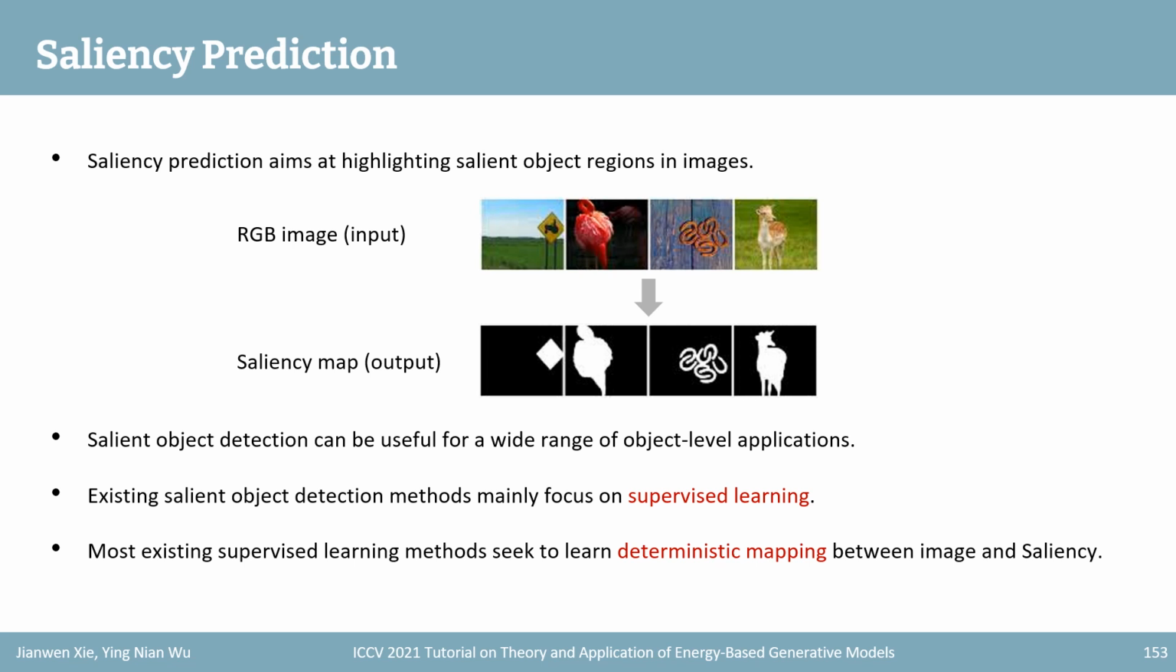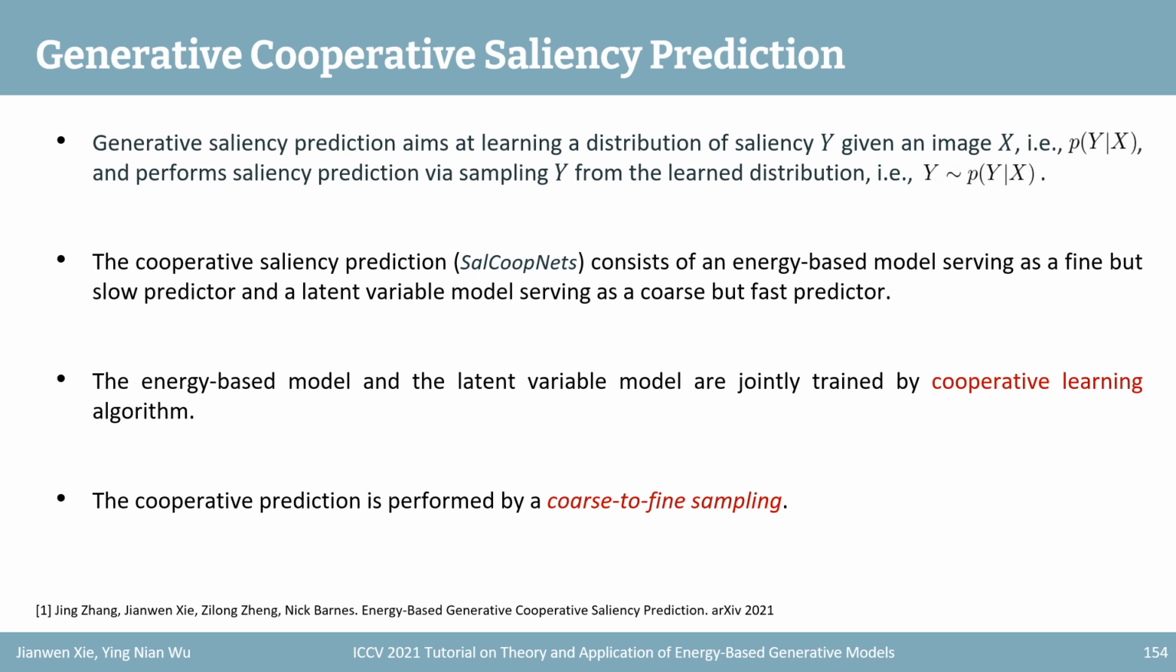Existing salient object detection methods mainly focus on supervised learning, which relies on labeled data, and most existing supervised learning methods seek to learn a deterministic mapping between image and saliency map. Different from deterministic methods, generative saliency prediction methods aim at learning a distribution of saliency y given an image x, and perform saliency prediction via sampling y from the learned distribution p of y given x.